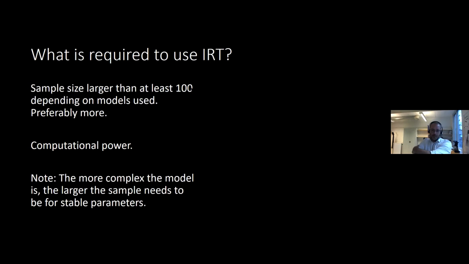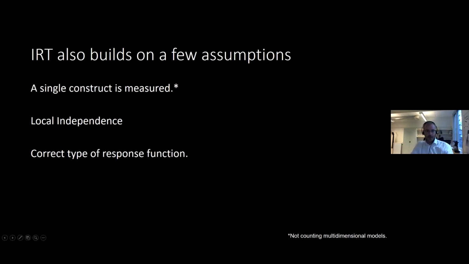There is some research about stable item parameters out there that you can look up if you're looking at small sample application of item response theory. There are also a few assumptions underlying this, and that is that we have only one single construct being measured, if you don't use multidimensional models. That you have something called local independence, which means that if you control for the underlying latent trait that we measure, there shouldn't be any leftover association between the different items in the test you're analyzing.